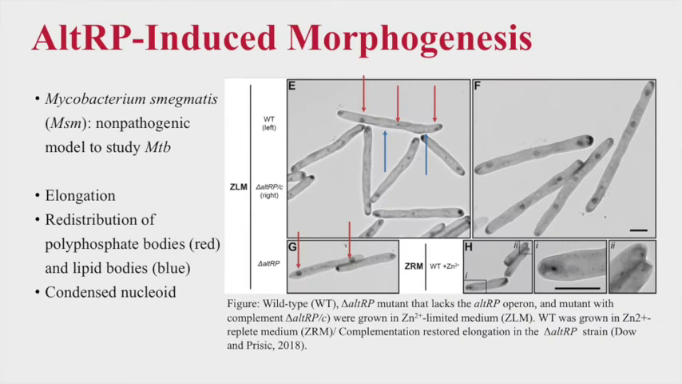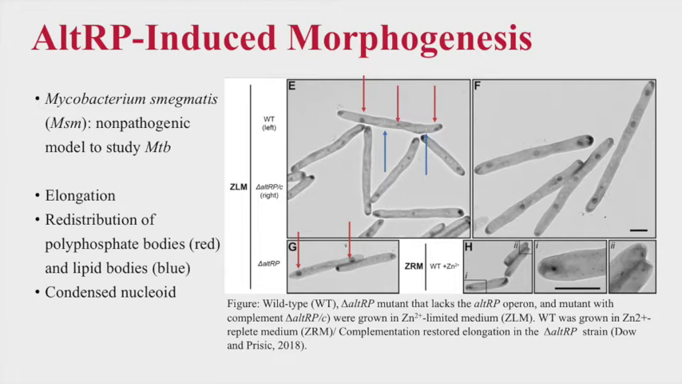Mycobacterium smegmatis is used as a non-pathogenic and fast-growing model of MTB. Morphological changes were observed in M. smegmatis that expressed AltRPs in zinc-limited conditions. In the absence of zinc, wild-type smegmatis cells elongated, and the AltRP mutant, which lacks the AltRP operon, did not, and it resembled cells grown in zinc-replete conditions.